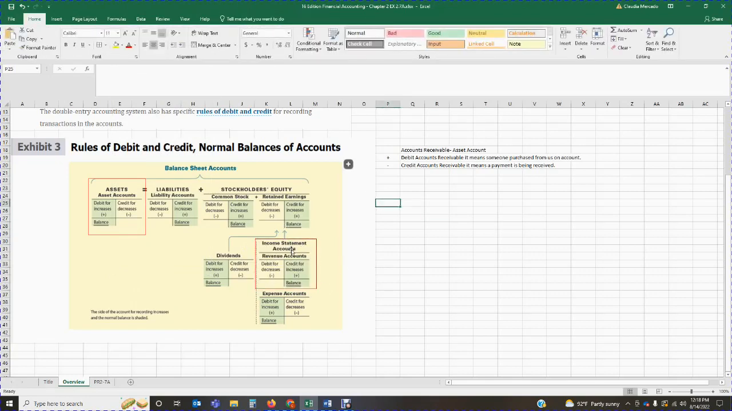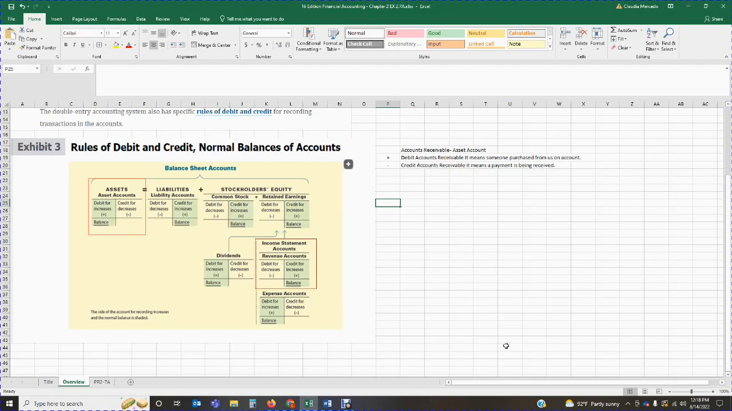So the normal balance for a revenue account is a credit. Every time that you generate revenue, you have to credit your revenue account. Now the question is, have you gotten paid? If you got paid, then that's awesome. Your offset would be cash. You got paid cash. In this case, we have not gotten paid.